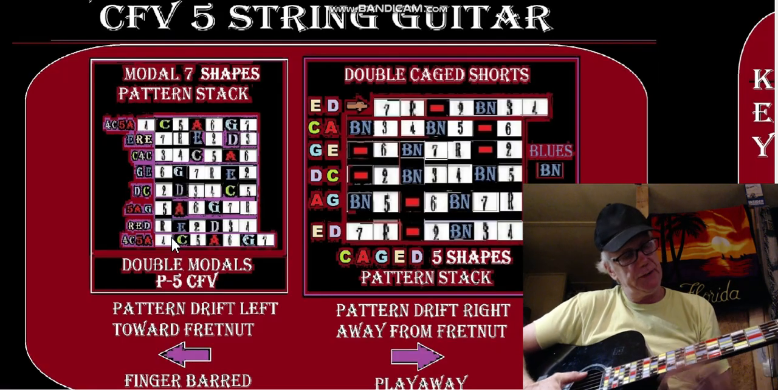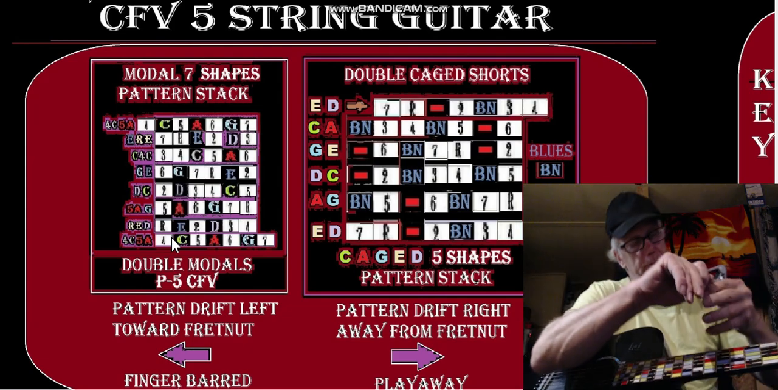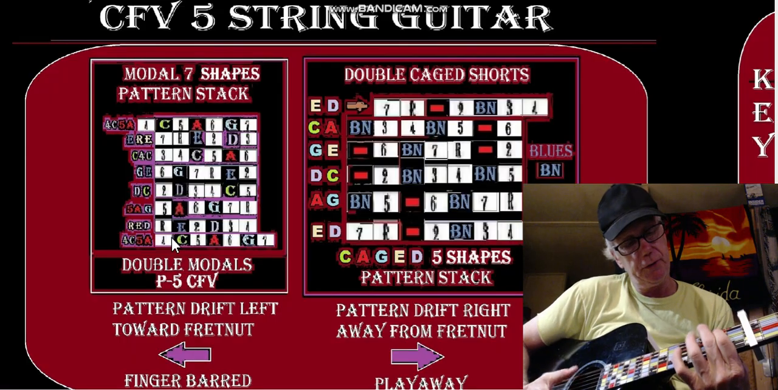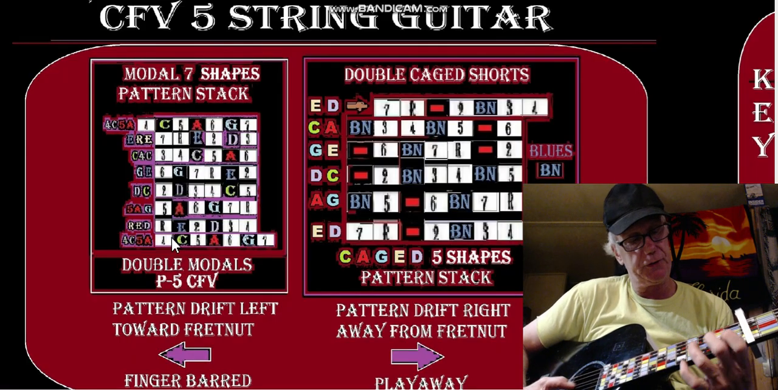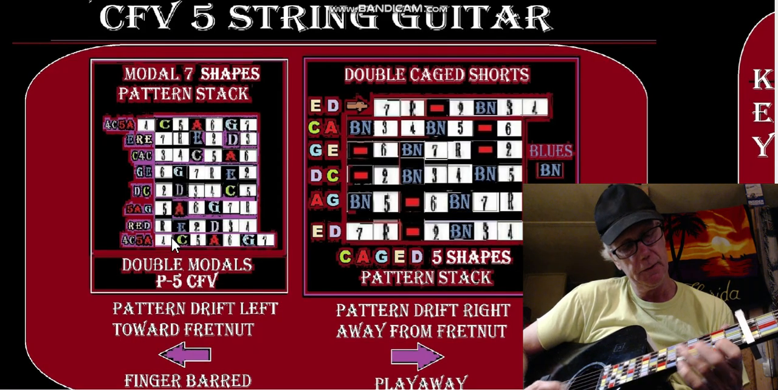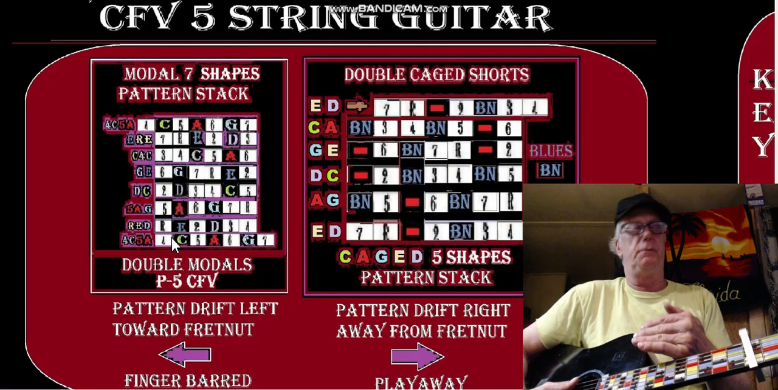So, if you have Mr. Capo here, say we'll put it on the F. I'm going to play away from the fret nut. Root, 2, 3, 4, 5, 6, 7, root, 2, 3, 4, 5, 6, 7, root, 2, 3, 4. Okay, that plays away from the fret nut.